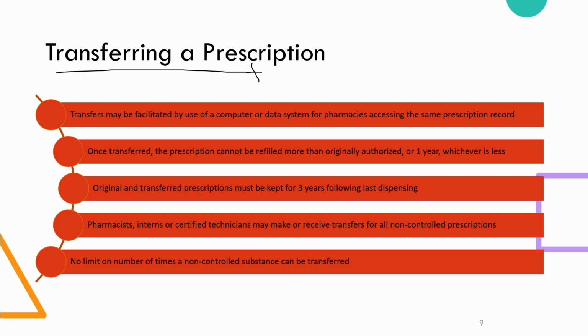The original and transferred prescription must be kept for 3 years following the last dispensing, and then pharmacist interns or certified technicians may make or receive transfers for all non-controlled prescriptions, but there's no limit on the number of times a non-controlled substance can be transferred. So that's an important thing.